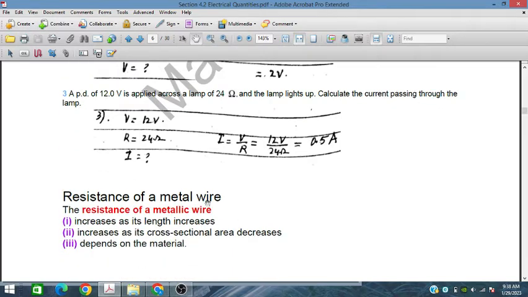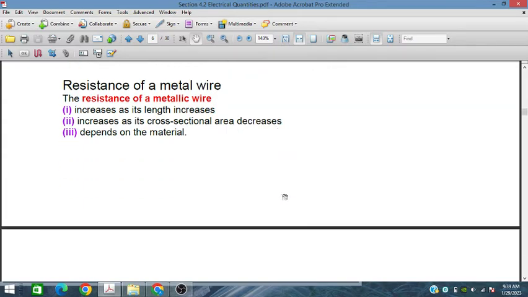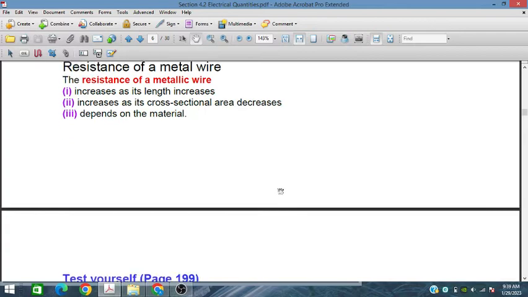Now, resistance of a metal wire. The resistance of a metallic wire increases as its length increases. If the length of a wire increases, the resistance increases. The resistance also increases as its cross section area decreases. If we decrease the cross section area, then its resistance will increase. It also depends on the material, what type of material we are using, either silver, iron, copper, aluminum. Every material has its own resistivity.